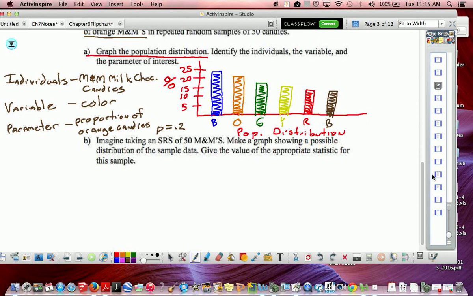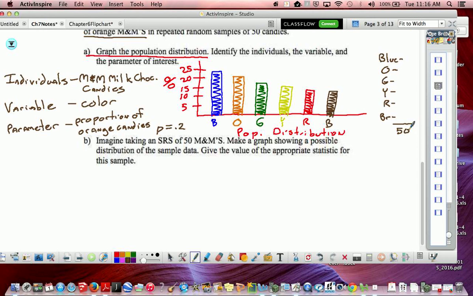Alright, so now B says imagine taking a simple random sample of 50 M&Ms. Make a graph showing a possible distribution of sample data. So we need to imagine how many of each color we have. Let's just note them. I'm going to use a different color here. So we have blue, orange, green, yellow, red, and brown. These all have to total to 50 candies.